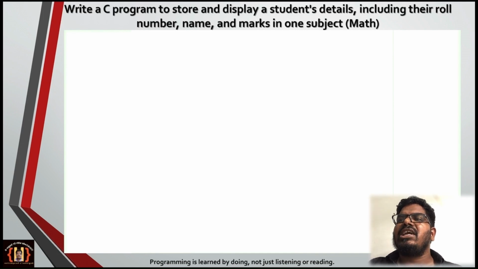So variables can be roll number, name, marks. What could be the data types? Roll number is usually an integer, depending on the context. Let us say we will take a number. Name is what? It is a collection, a sequence of characters. Sequence of characters means a string, so it should be a character array.